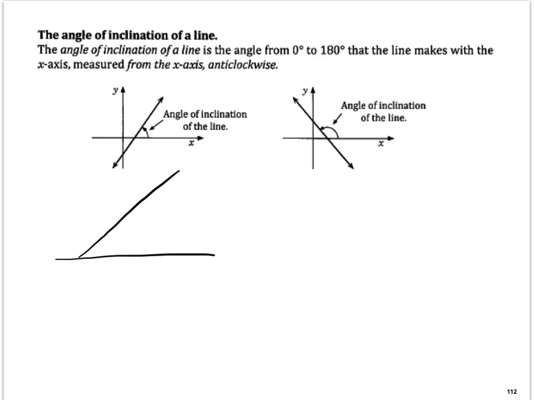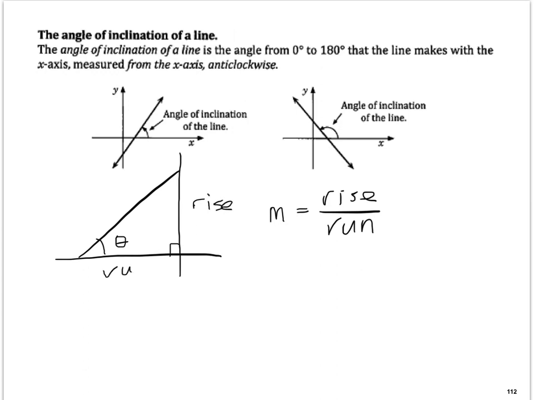So here we've got the x-axis. I'm just going to draw a line here. So here's the angle that the line makes with the x-axis. This is a right angle. Now we would normally say that the gradient of that line is rise over run. So this is the rise and this is the run.